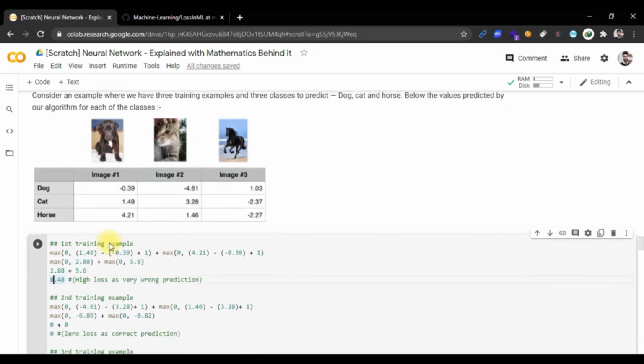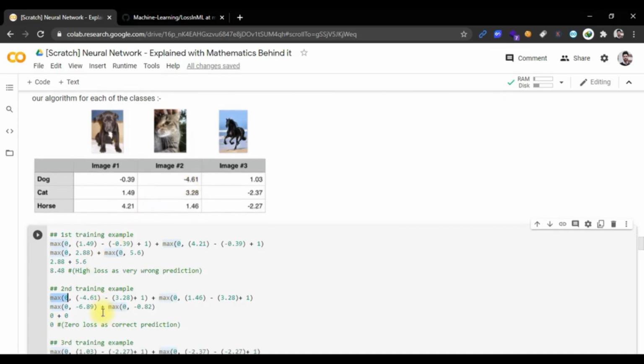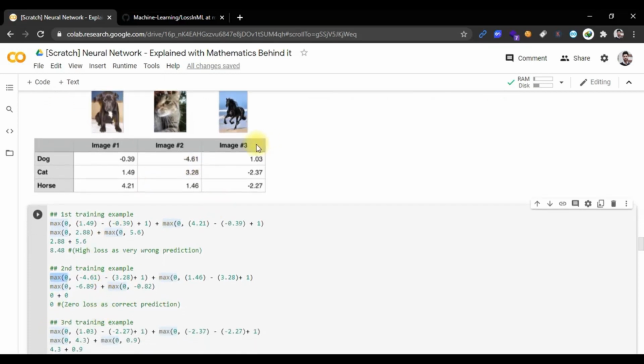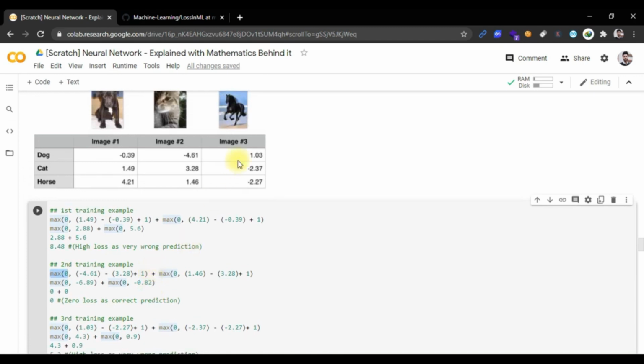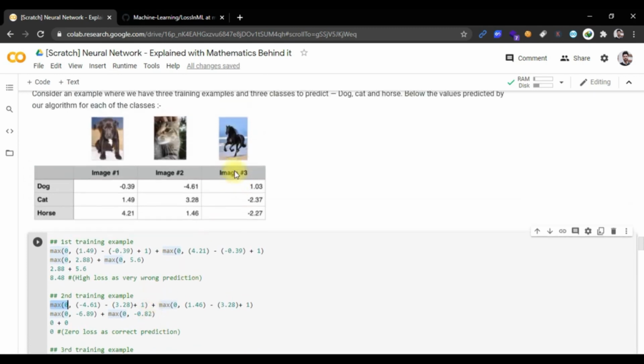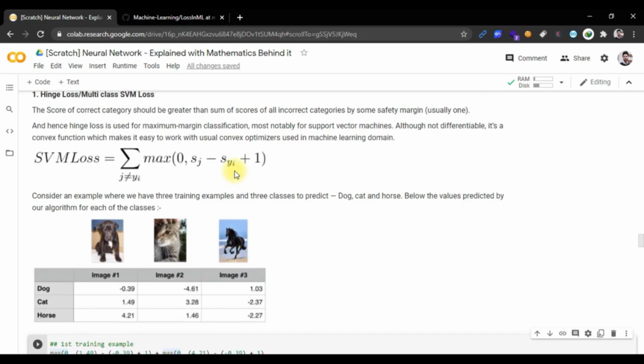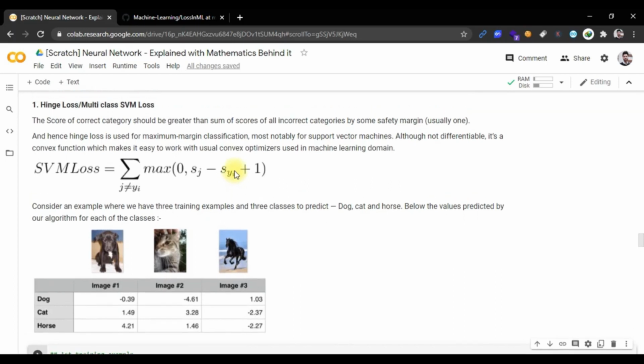Our next thing is going with the formula like this. So maximum 0, we first take these two and then these two, and after getting the output as 0, it is a very correct prediction that it is a cat. Our third thing is horse. For horse we can take these two and the other two, and the output is 5.2, which is also a very high loss. So it is also a wrong prediction. In this way we can calculate our hinge loss or multi-class SVM loss.